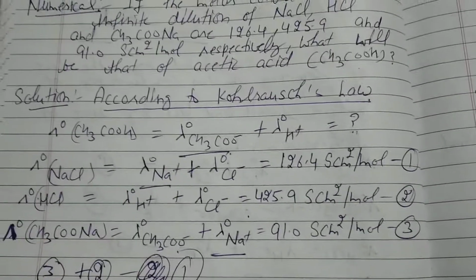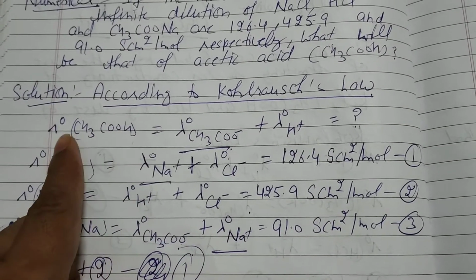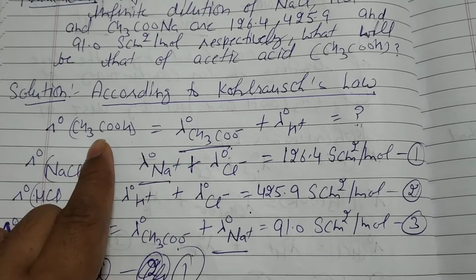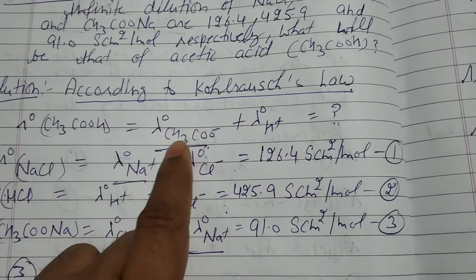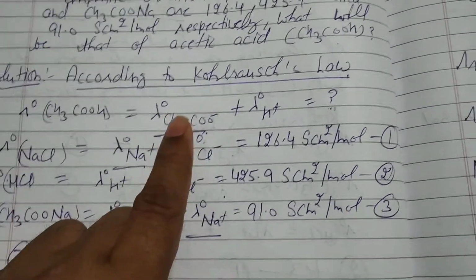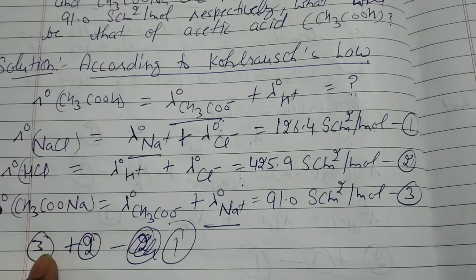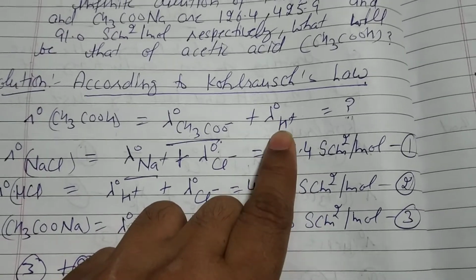Equation 3. Now the question is how we find the limiting molar conductivity of acetic acid by the use of these 3 equations. See, the limiting molar conductivity of acetic acid is equal to the sum of these two ions. Where is this ion in these 3 equations? It is given in equation number 3, so I have taken equation number 3, plus.